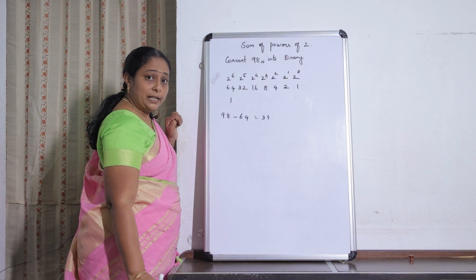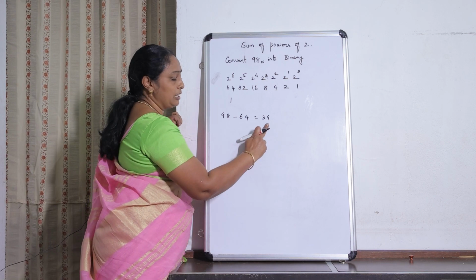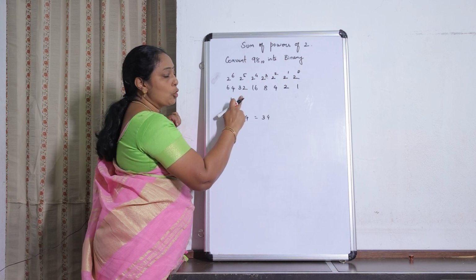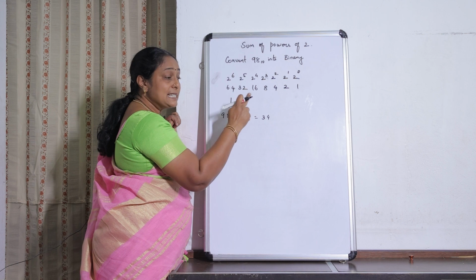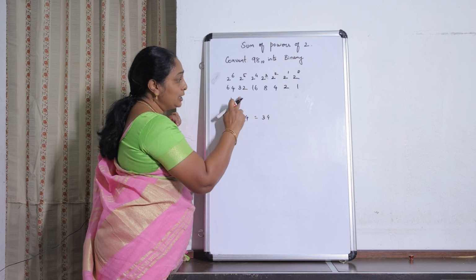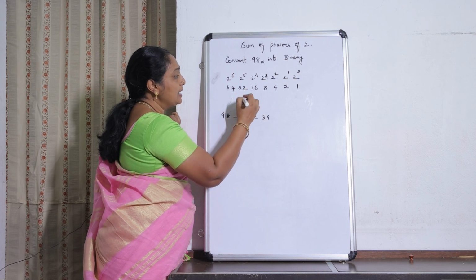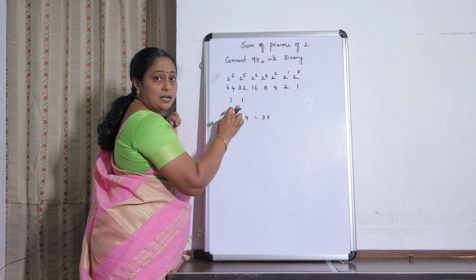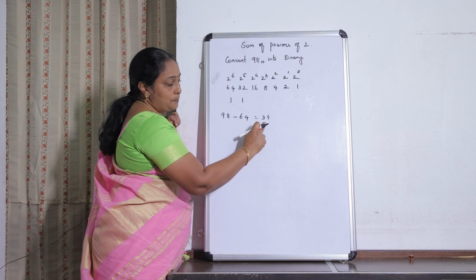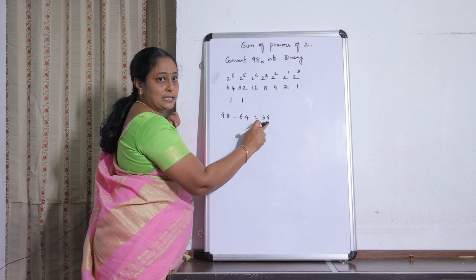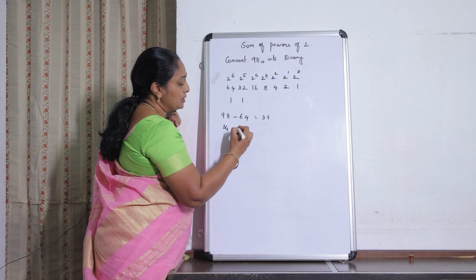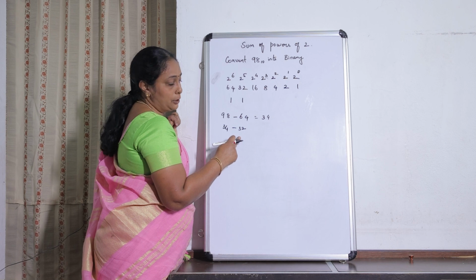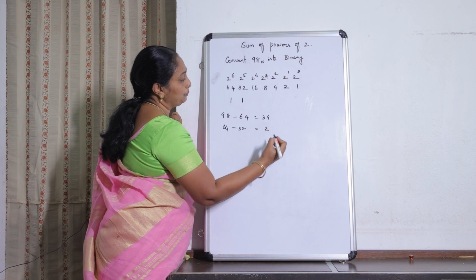Now I should find a number in these powers which is lesser than 34. I have got 32, which is lesser than 34. Because 32 is lesser than 34, I need to put 1 under this 32. Now 34 is the difference I got in the previous step. With this 34, I should subtract 32, and the answer will be 2.